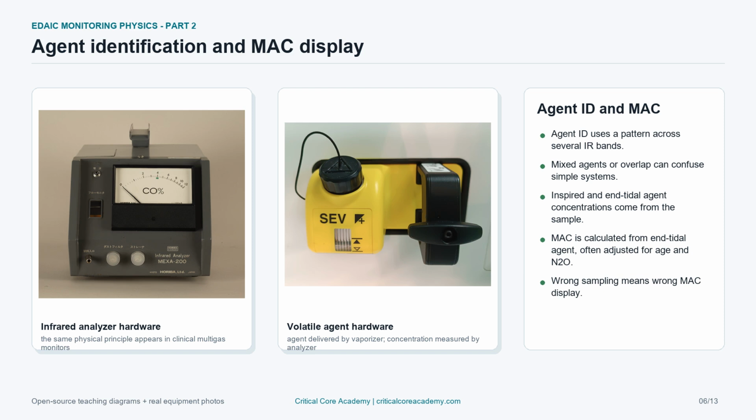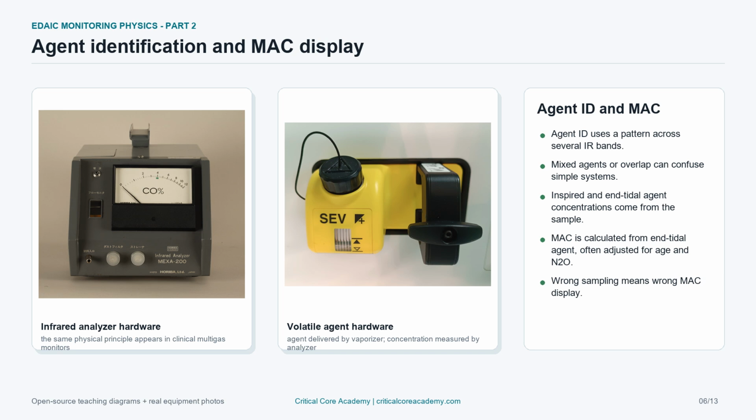Modern multigas analyzers do more than draw a capnogram. They measure inspired and expired carbon dioxide, nitrous oxide, oxygen, when an oxygen sensor is included, and volatile agents such as sevoflurane, desflurane, isoflurane, halothane, and enflurane. Agent identification comes from looking at more than one infrared band. A single wavelength may be misleading because absorption spectra overlap. By sampling several bands, the analyzer can compare the pattern with stored fingerprints and identify the primary agent, or warn about a mixed agent.